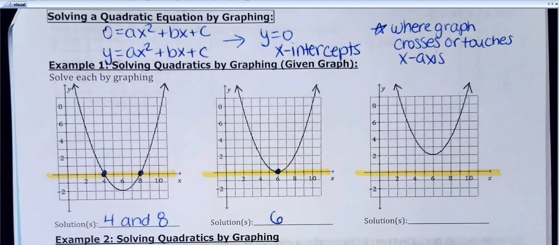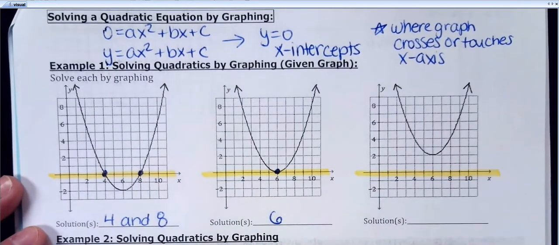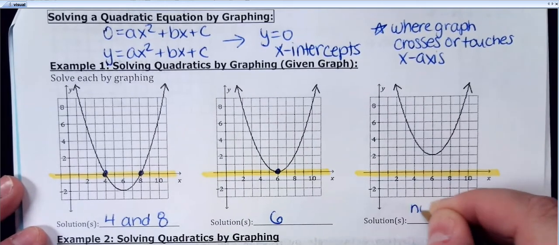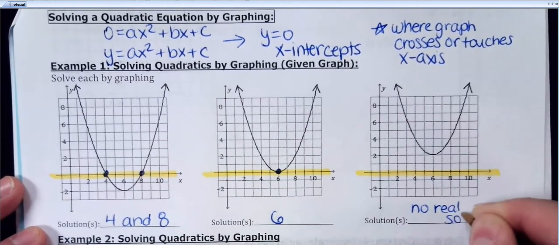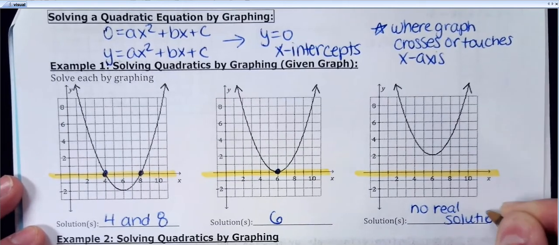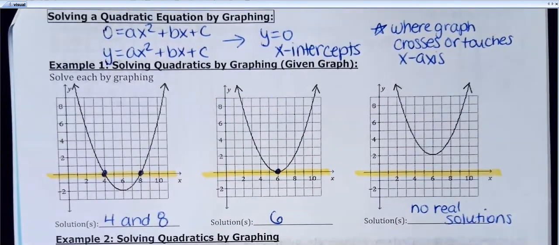What would you write down for your zeros for this last graph? None. I don't have anything. Okay, doesn't touch the x-axis. Now, here, we're going to get into this a little later in this unit, but I'm going to write down no real solution. We are going to talk about imaginary solutions. That's later in the unit. There are 2 solutions to that, actually, but they're in imaginary land. We'll talk about that next week. So for the moment, if your graph does not cross or touch the x-axis, you don't have a real solution.